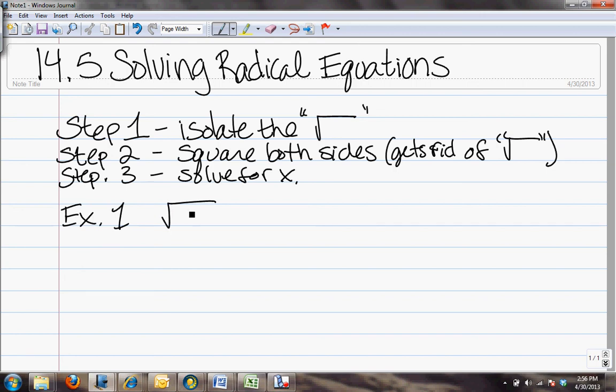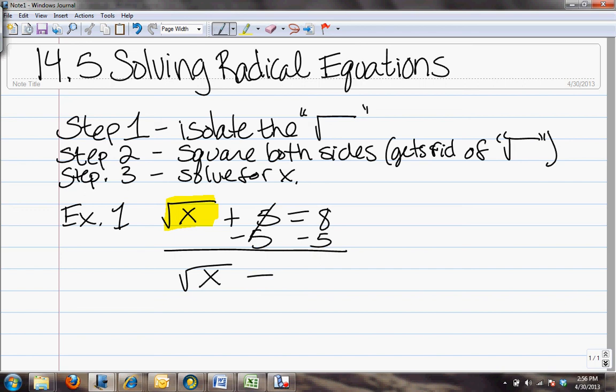Example 1. We want to solve square root of x plus 5 is equal to 8. Now I want to isolate this radical. I want this all by itself. So let's get everything else away from it. So let's subtract 5 from both sides. So now I have square root of x is equal to 3. Now that I've done that, there's nothing else with the radical, just what's underneath. I'm going to square both sides.